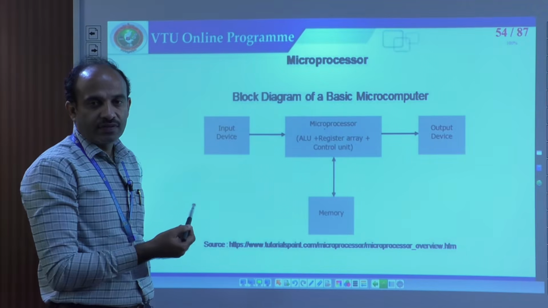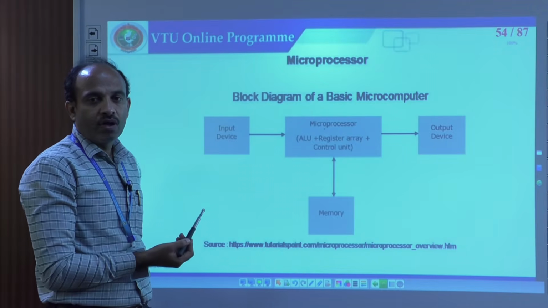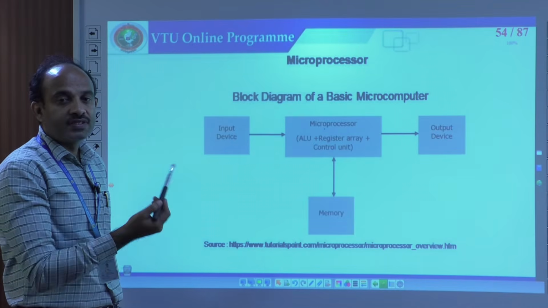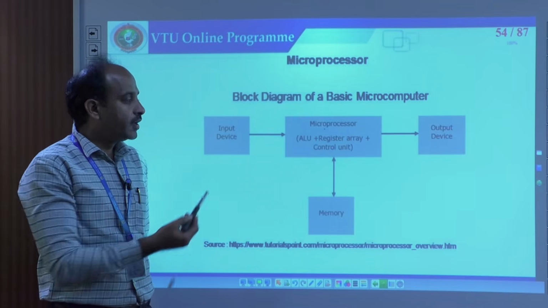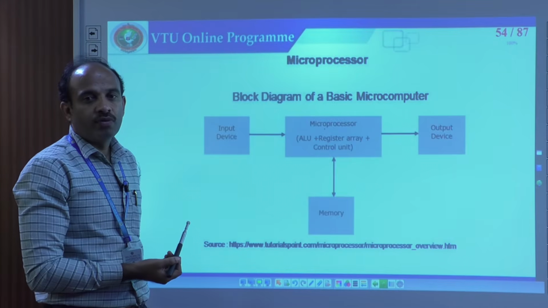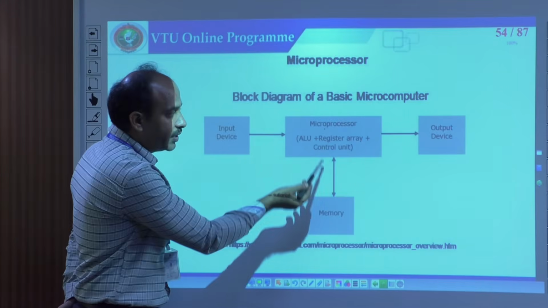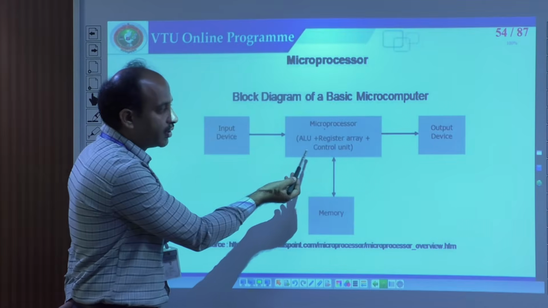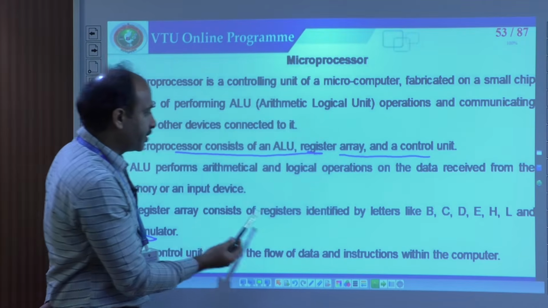We have seen in the last slide the role of the ALU and the register array, how the register array was defined, and the job of the control unit. And this will be coordinating, as in the previous slide we discussed the points, right?